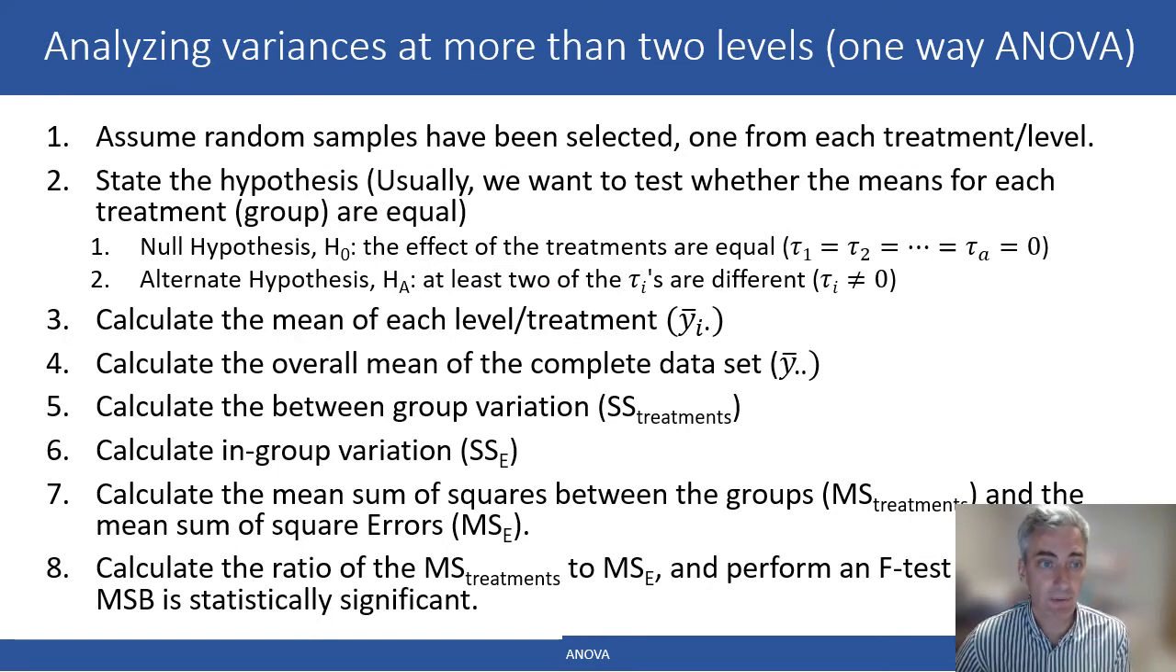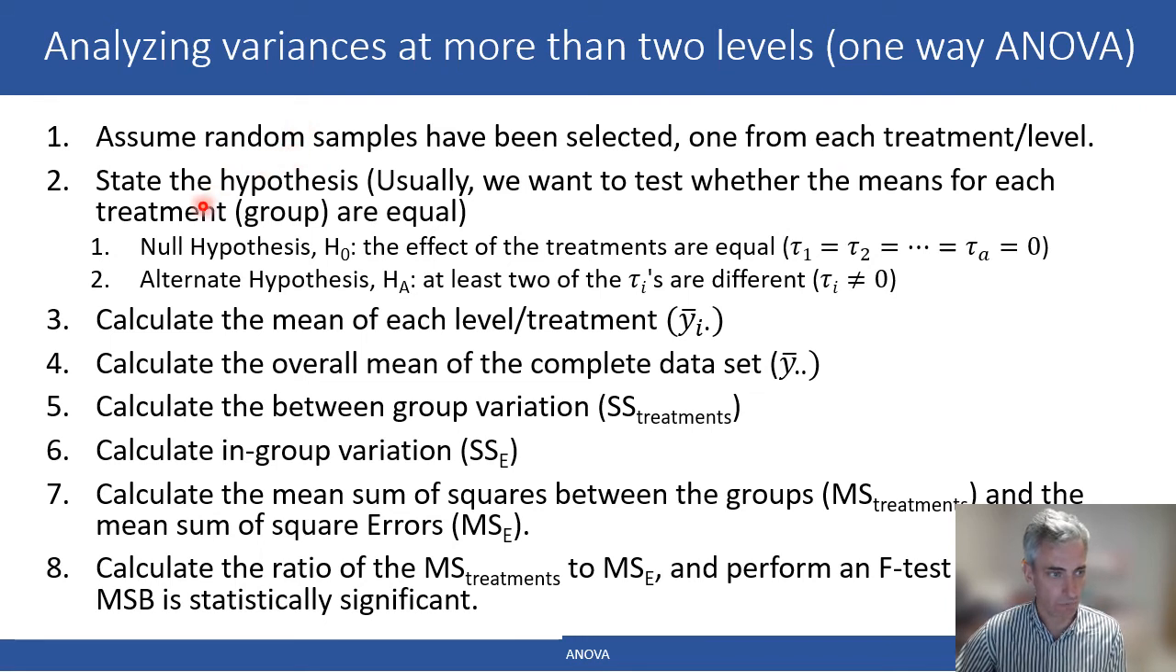In the case where we have more than two groups, we can't use the method that I showed you at the beginning for calculating the F statistic for two variances, because we have more than two groups, we have more than two data sets. So in that case, we use something called the analysis of variance, or ANOVA.